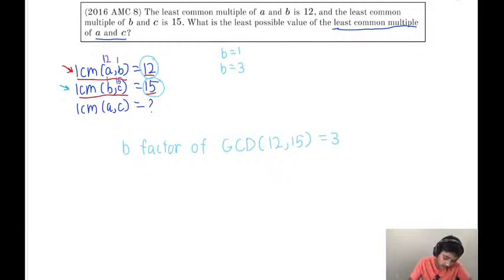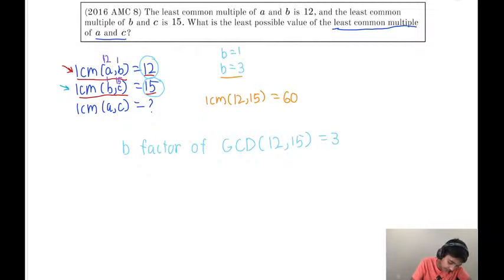But if B is 3, and in this case, our answer would just be equal to the LCM of 12 and 15, which is just going to be equal to 60. And this could be the answer, but what about B equal to 3?